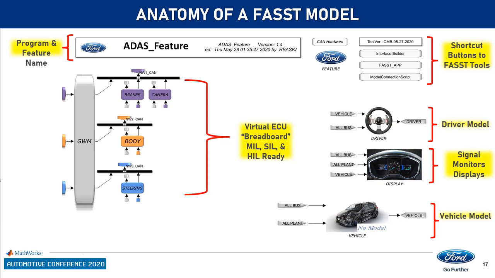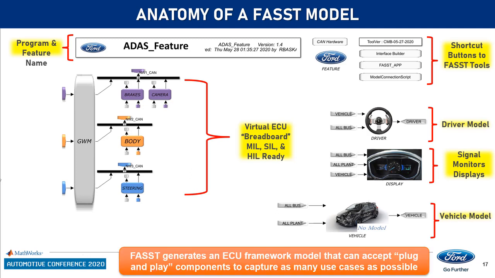So let us quickly look at the anatomy of a FAST model. On the top left, on the title block, you have the program and feature name. And then we have the virtual ECU breadboard for MIL, SIL, and HIL ready. And on the top right corner, we have shortcut buttons to all FAST tools. And we have a placeholder for feature, driver, display, and vehicle model. So FAST generates an ECU framework that can accept plug-and-play components to capture as many use cases as possible.